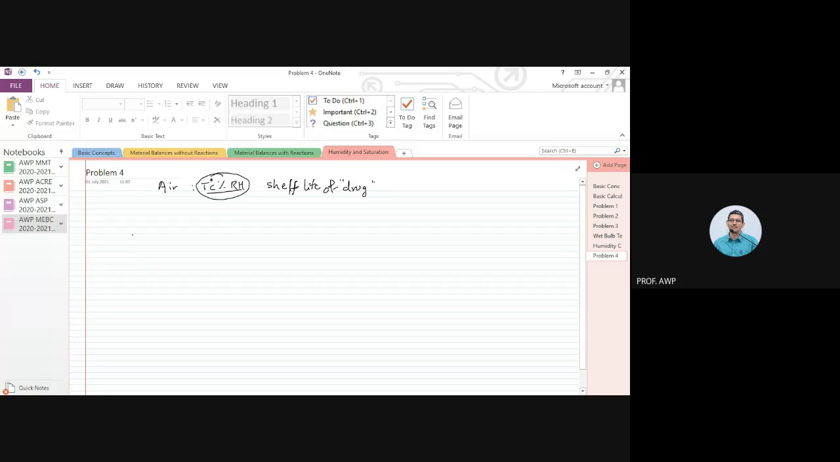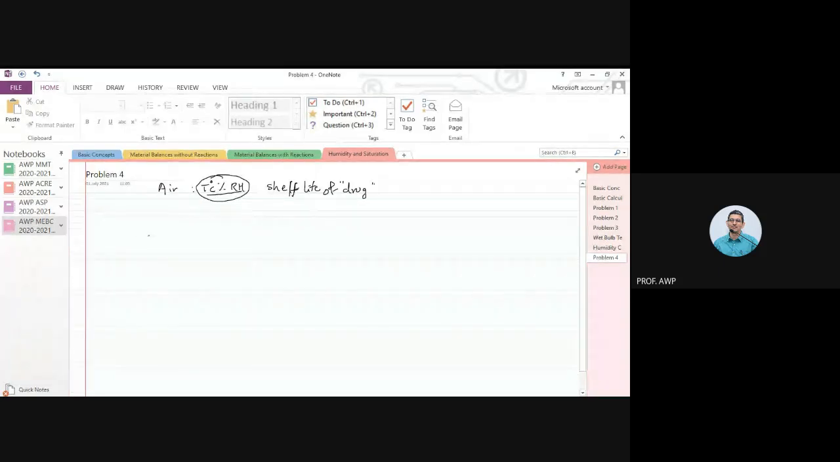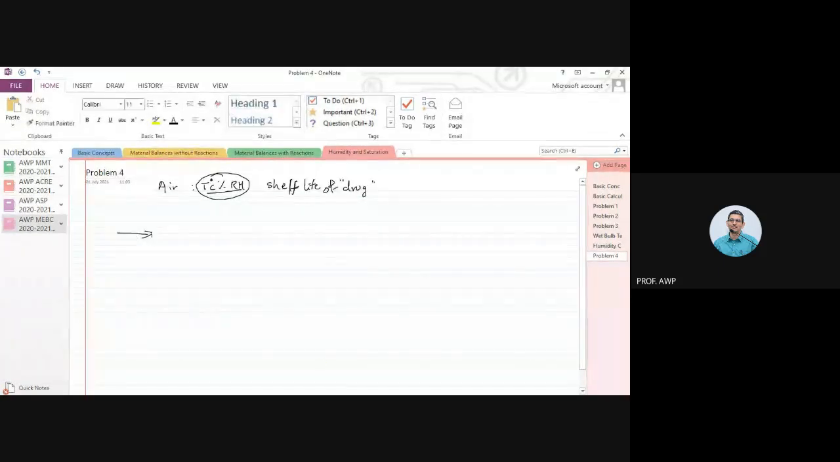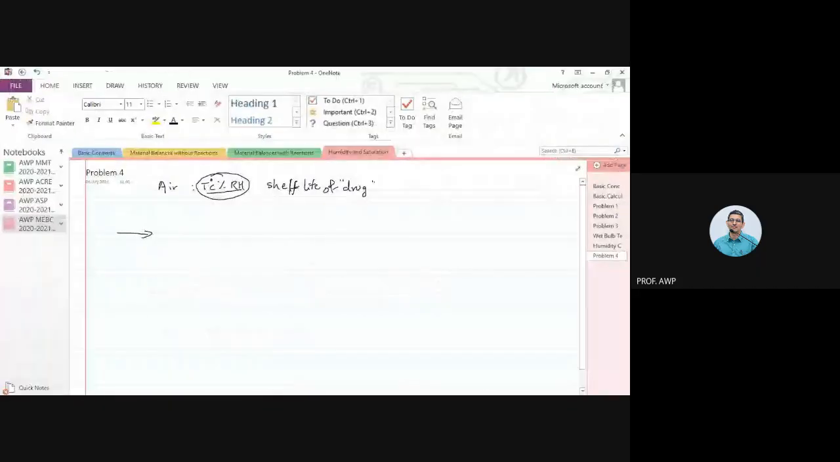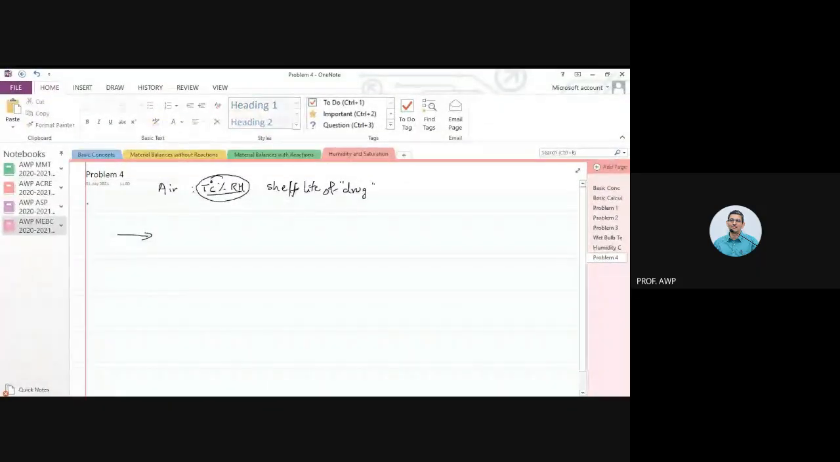I will just describe the problem and then we will try to solve it. But to solve the problem, we will need some more data, which I will give you in due course of time. Okay, so let's say we are in a cold country. Let's say total pressure is 760 mm Hg.